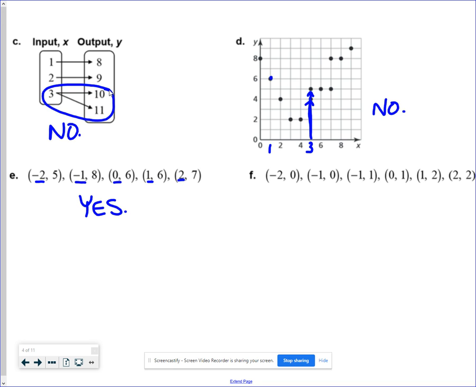Each input has one output. So again, looking at this list of ordered pairs, my inputs, -2, -1. Ooh, another -1. Nope, I don't even have to go any farther than that.